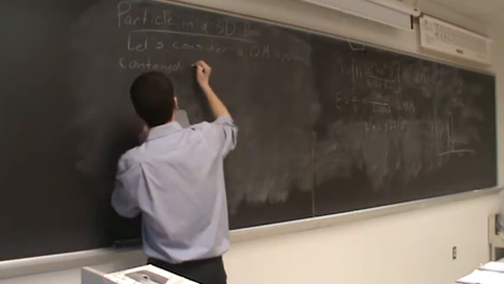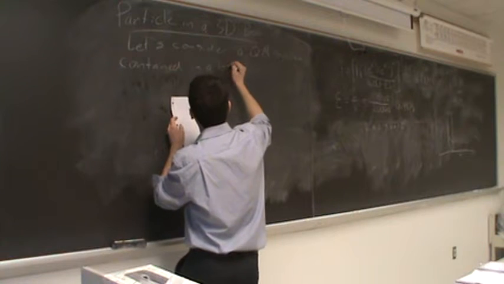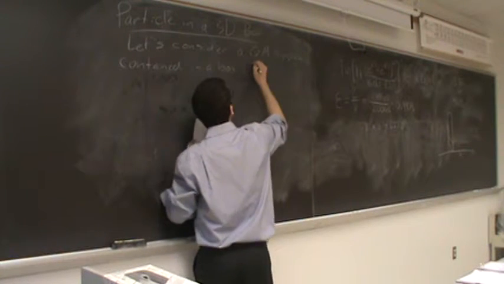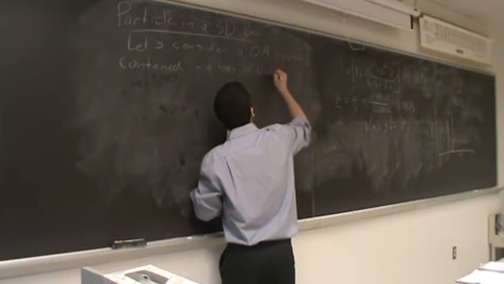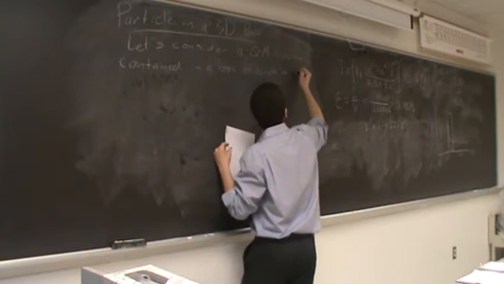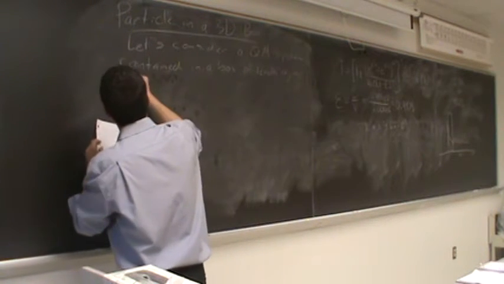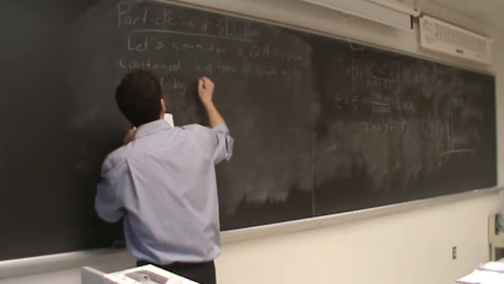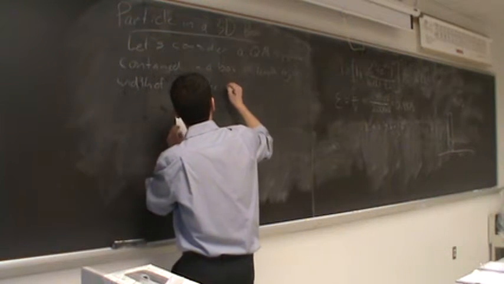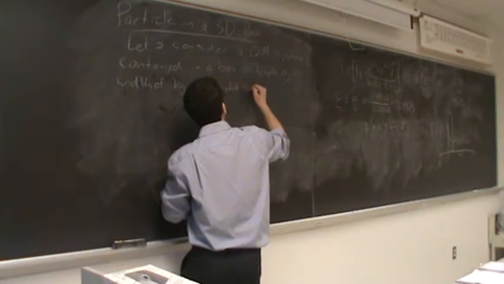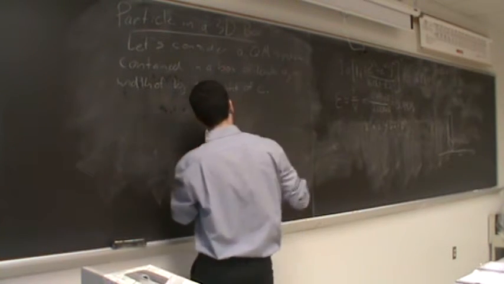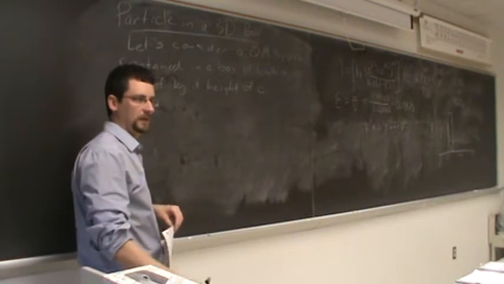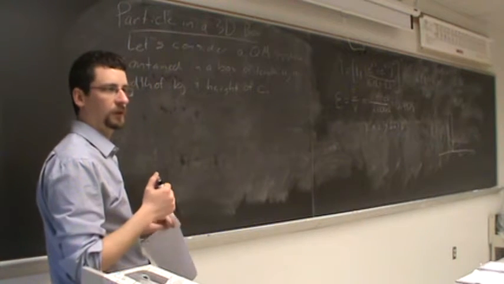Contained in a box, length A, a width of B, and height C. We want to make our system even easier to study. What other things should we do?